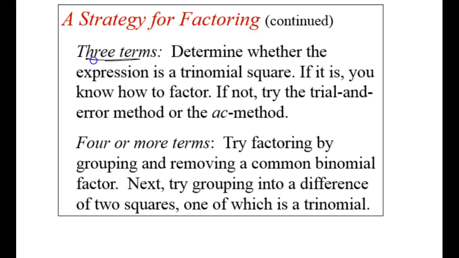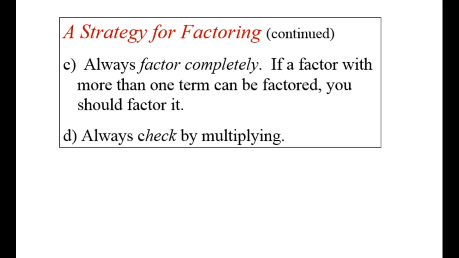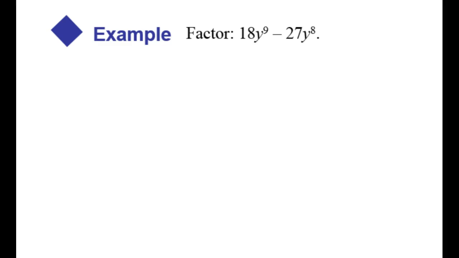If there's three terms, watch a previous video where I talk about how to factor trinomials and some strategies for that. I'm not a big fan of the AC method, but if you want to follow the book's examples, those are posted on videos as well. If there's four or more terms, we're going to try to factor by grouping, and I'm going to show you some special types of grouping in this video today. Factoring always means factor completely, and remember, you can always check by multiplying your answers back together to see if you get the original problem. So let's take a look at some examples.